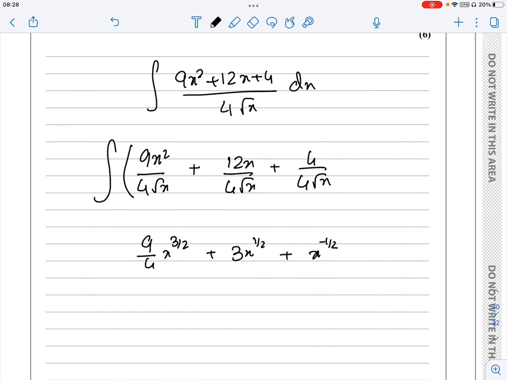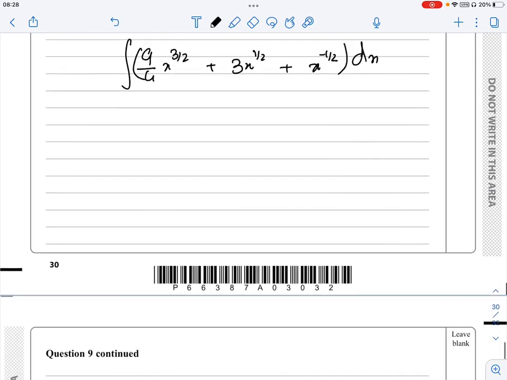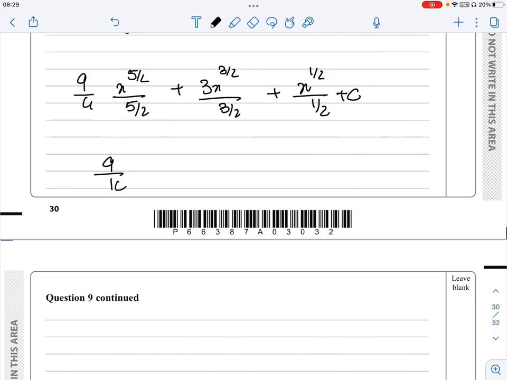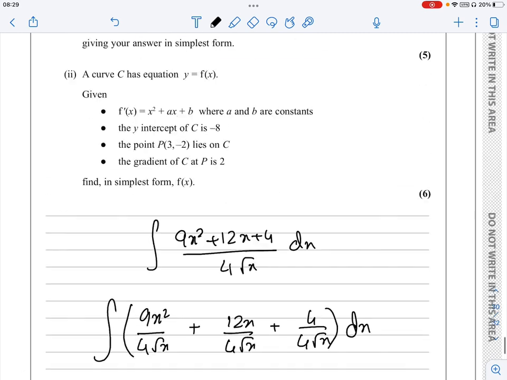Integral of this. So what does that become? 9 upon 4 x power 5 upon 2 upon 5 upon 2 plus 3x power 3 upon 2 upon 3 upon 2 plus x power 1 upon 2 upon 1 upon 2 plus c. When I simplify, I'll be getting 9 upon 10 x power 5 upon 2 plus 2 x power 3 upon 2 plus 2 x power 1 upon 2 plus c.